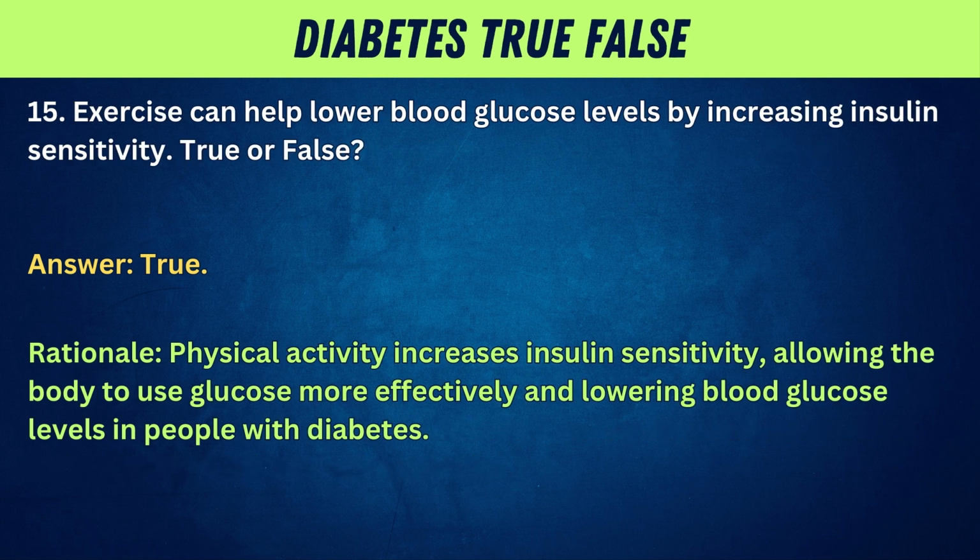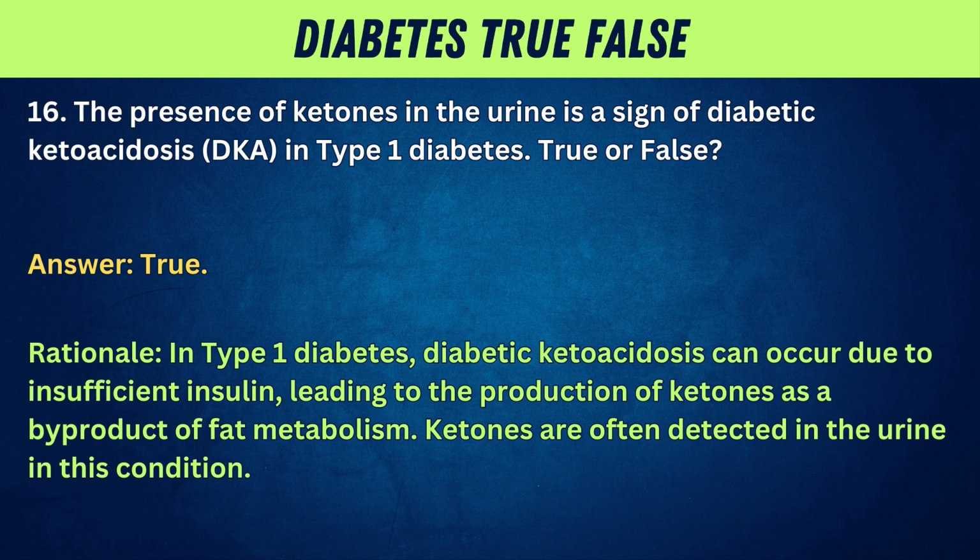15. Exercise can help lower blood glucose levels by increasing insulin sensitivity. True or false? Answer: true. Rationale: physical activity increases insulin sensitivity, allowing the body to use glucose more effectively and lowering blood glucose levels in people with diabetes.